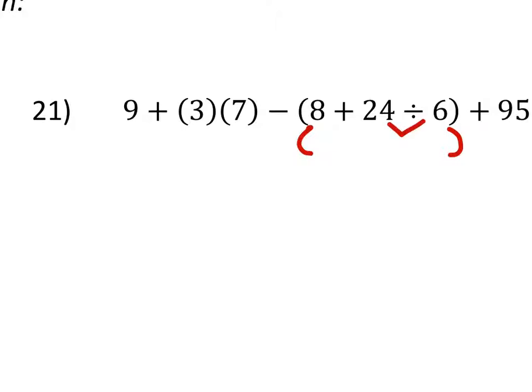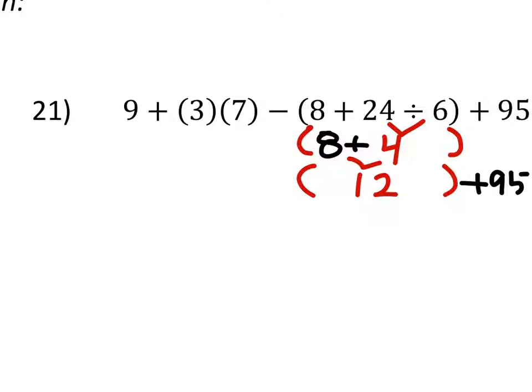24 divided by 6, which would be 4. So I've got to do the 8 plus the 4, which is 12. So then we've got that 12 plus the 95. We've got the 9 plus the 3 times the 7, and then we'll subtract that 12 plus 95.